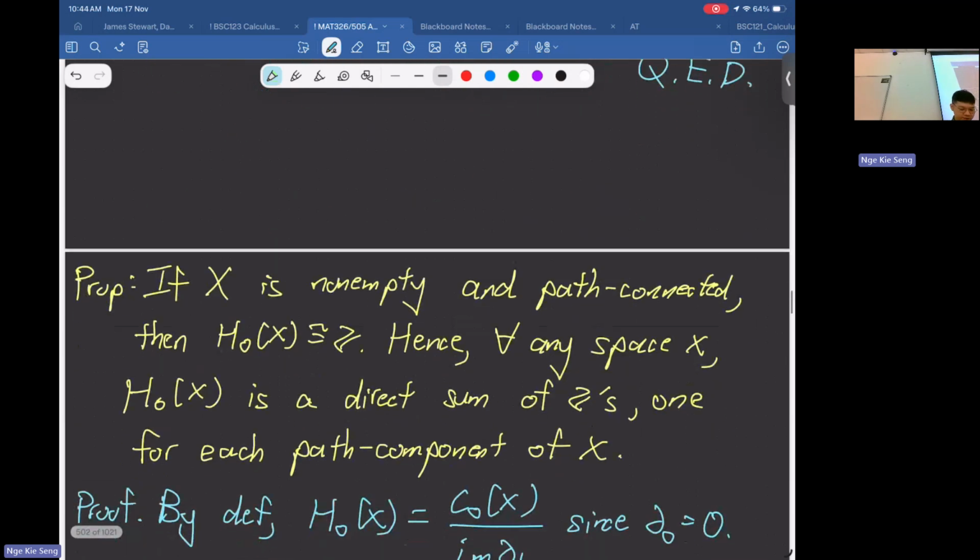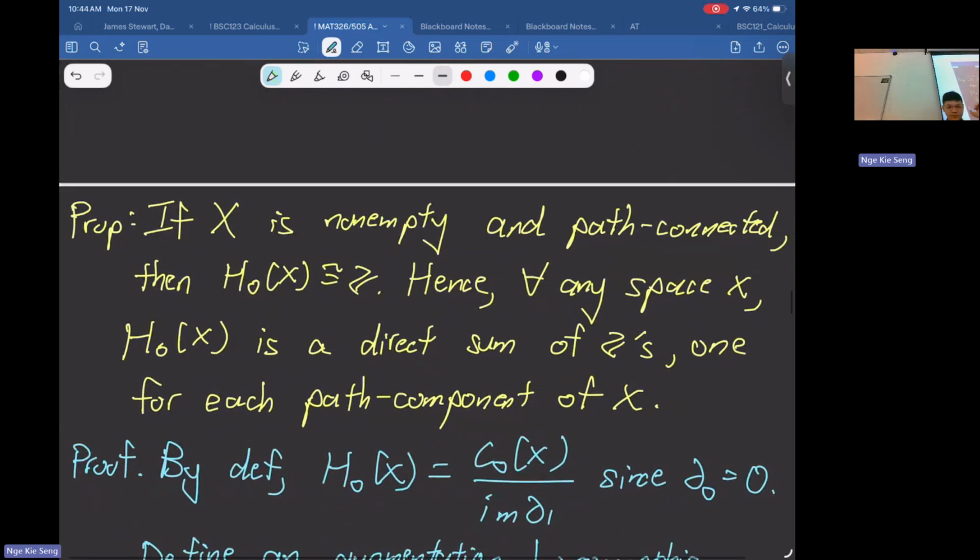Okay, let's continue. There's one more, and this one is very important. After we learn this, we can stop here. If X is non-empty and path connected, then H_0 is isomorphic to Z. This is what we have been talking about. Hence, for every space X, H_0(X) is a direct sum of Z, one for each path component of X. So depending on how many path components you have, H_0(X) is the direct sum of all these.